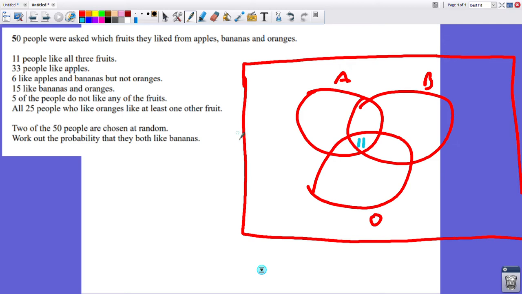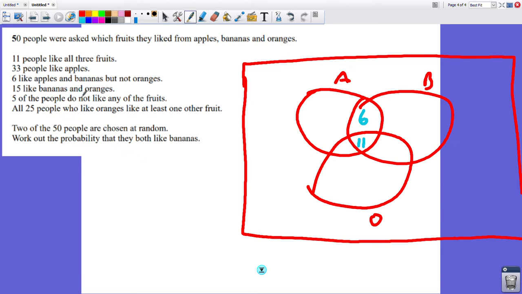I'm definitely not going to put 33 here, because if that was the case, then I'd be saying actually so far 44 people like apples. It says 33 people like apples, but not 33 people like apples only. So I'm definitely not going to put 33 there right now. So I'll skip over that one and come back to it soon. 6 people like apples and bananas, but not oranges. That's okay, then I'll put that here, because that's that section.